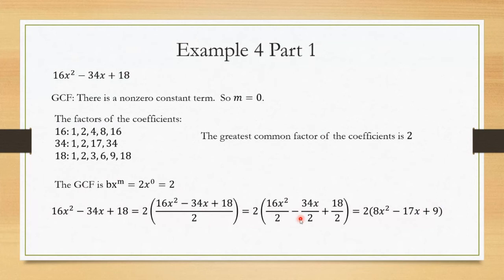And so what happens? Well, 16 over 2 is 8, so we get 8x squared. 34 over 2 is 17, so we have minus 17x. 18 over 2 is 9. So from here, we can see that we have to factor this polynomial.